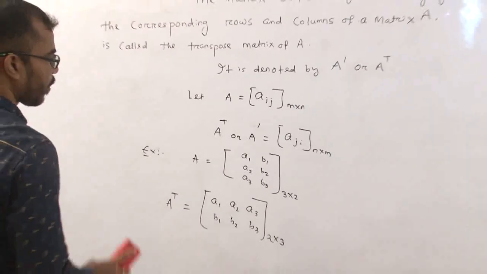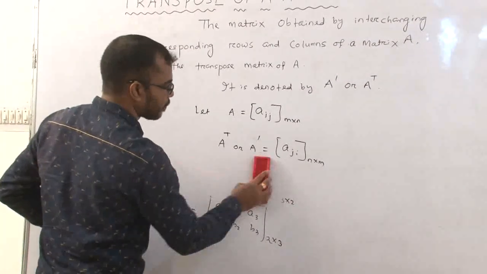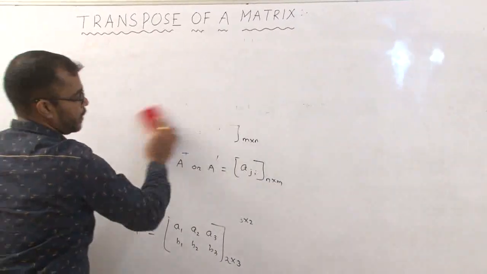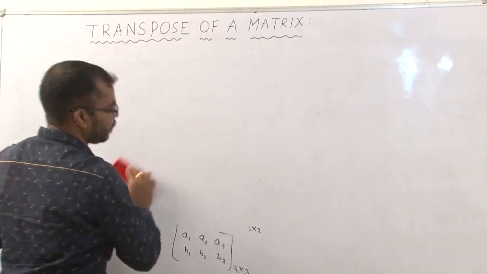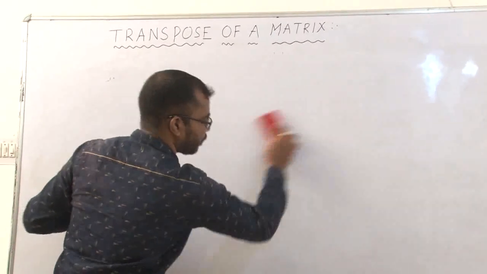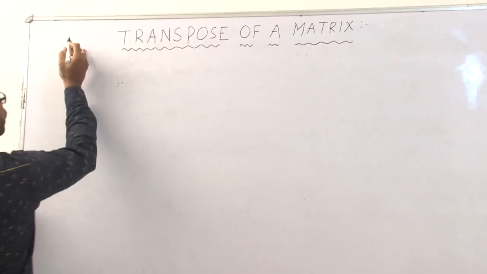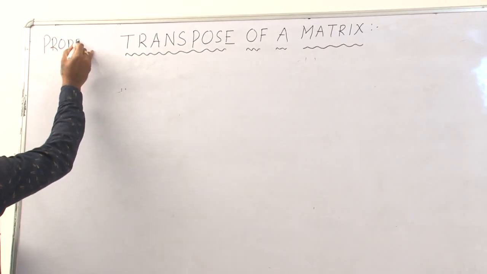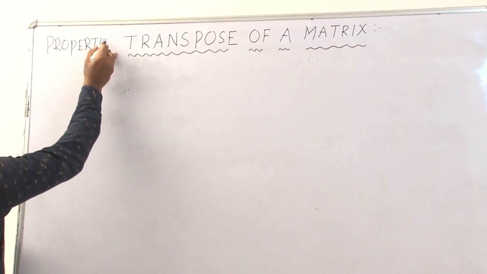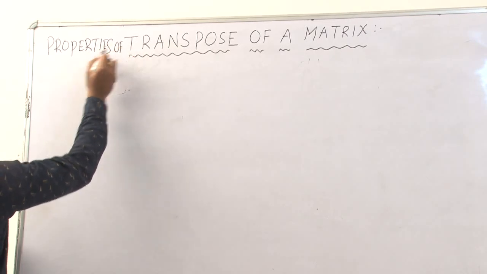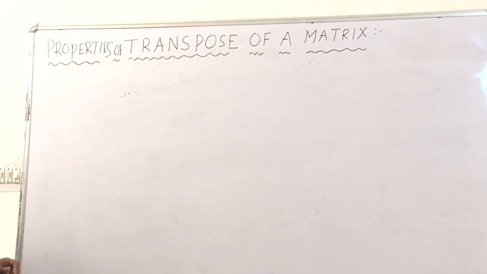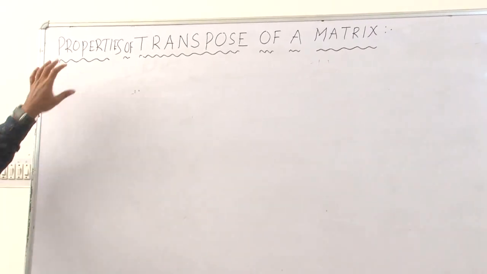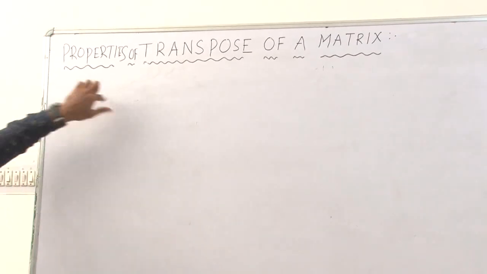Now we will discuss the properties of the transpose of a matrix. There are different types of properties here, and now we will discuss them thoroughly.